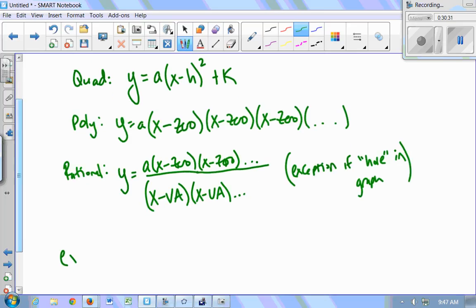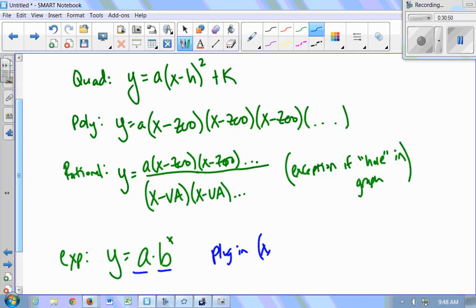And then for exponential, it's going to be y equals a times b to the x. And there's only two unknowns here, right? You have to figure out what a is and what b is. So if you have 2 points, you can just plug in x and y, and you just need 2 points and you can solve a system for a and b. So it's different for every kind.